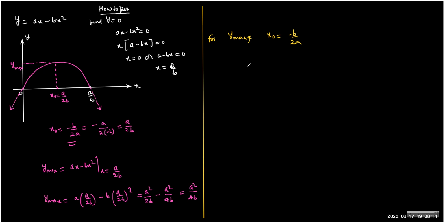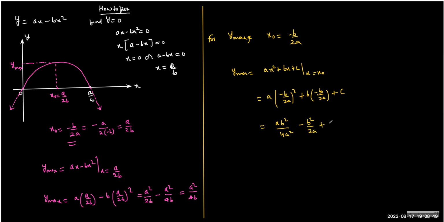And if you substitute the value in the actual quadratic equation, which is ax square plus bx plus c, where x equals x naught, and there are many other ways also. I mean, this is a simple way. You can write a into minus b by 2a whole square plus b into minus b by 2a, plus c. And then this will lead to the answer b square by 4a minus b square by 2a plus c.